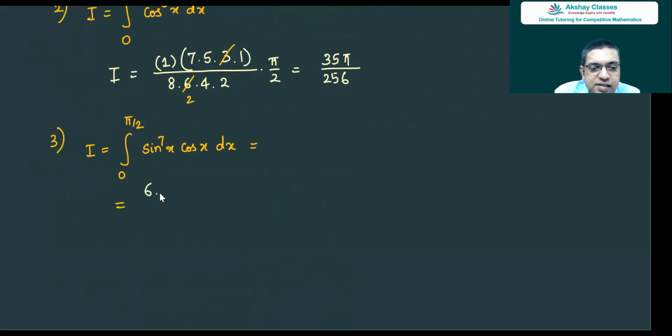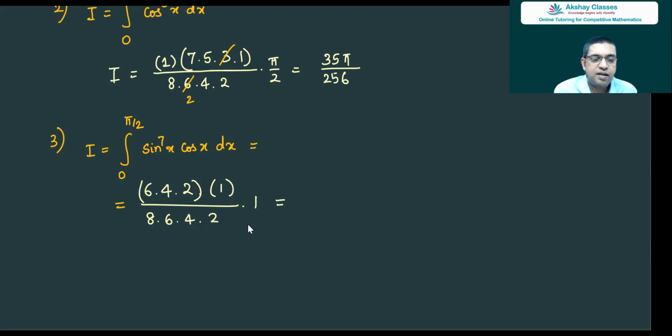This will be 6 into 4 into 2. Now cos x's power is 1. You cannot reduce it and make it 0. So you have to leave it at 1 there. 7 plus 1, 8. So 8 into 6 into 4 into 2, multiplied by 1. P value will be 1 because unless both are even, it is 1. When both are even, it is pi by 2. Otherwise, it is 1. So 6, 4, 2 cancels. You get 1 by 8.